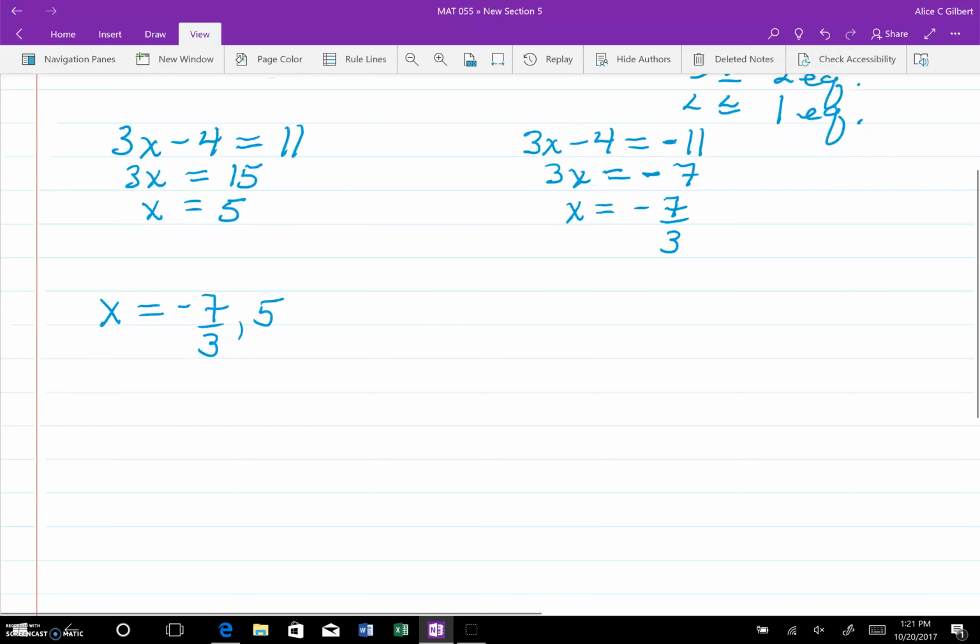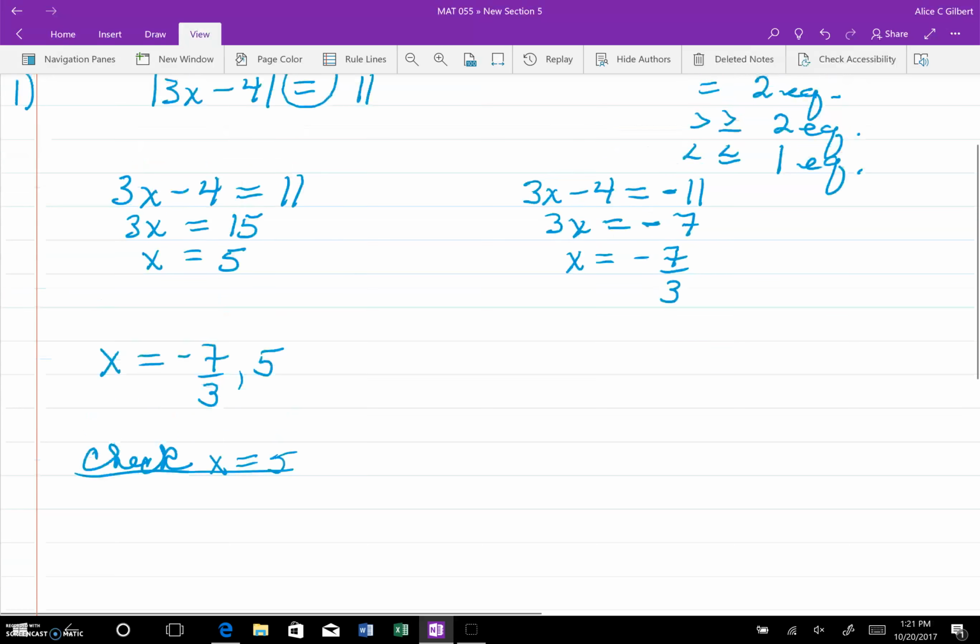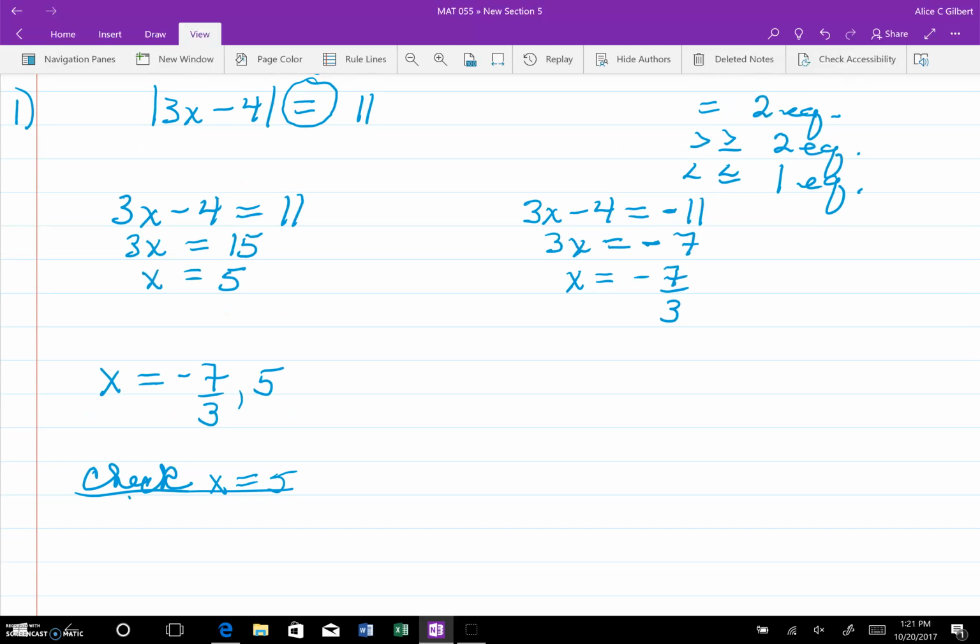Now, let's just check this to be sure. I'm going to check x equals 5. So it goes back in the original equation. So 3 times 5 minus 4 equals 11. And 3 times 5 is 15 minus 4 equals 11. And 15 minus 4 is 11.